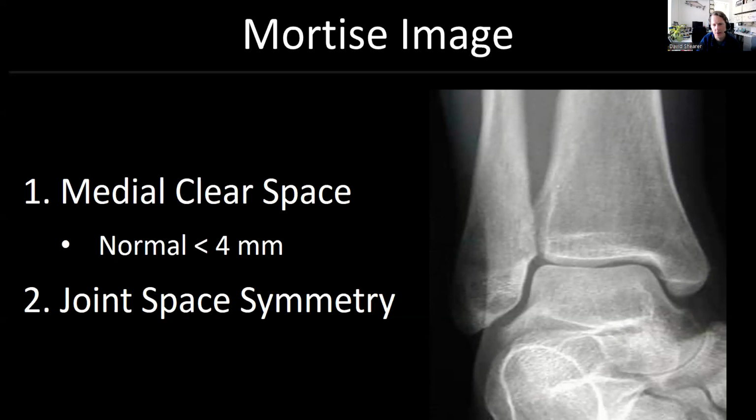On this view, what we can see is, number one, the medial clear space, which is shown here. This is a really important parameter for understanding the relationship between the talus and the medial malleolus, and hence the integrity of the deltoid ligament. Normal is about 4 millimeters, but personally what I tend to use more is just simple joint symmetry, by looking at how the medial clear space compares to both the superior and the lateral clear space. And in a normal ankle, those will all be symmetric.